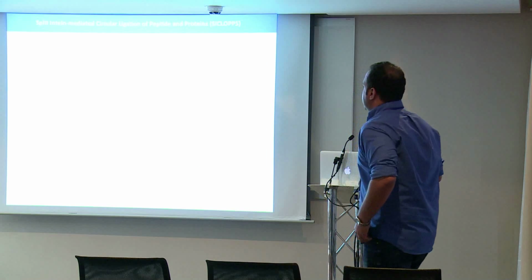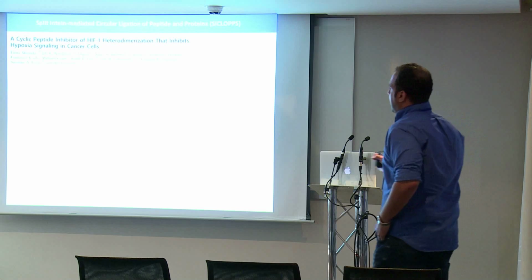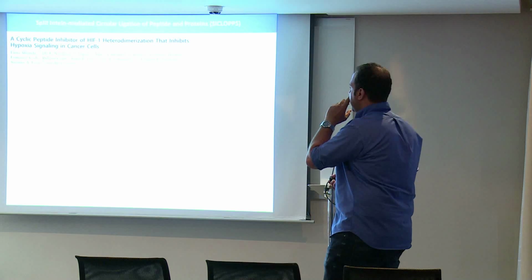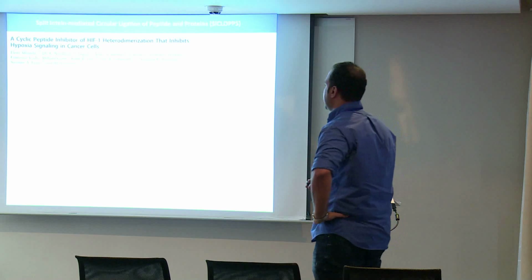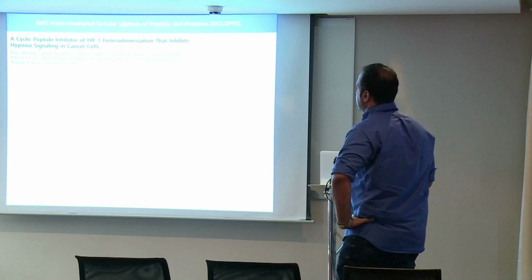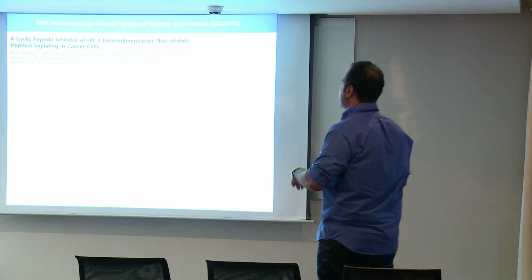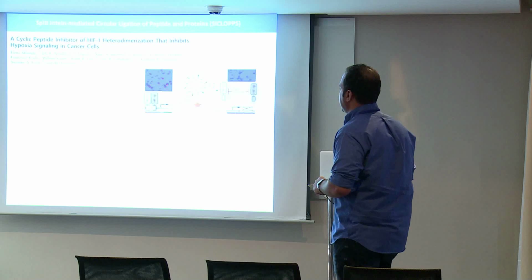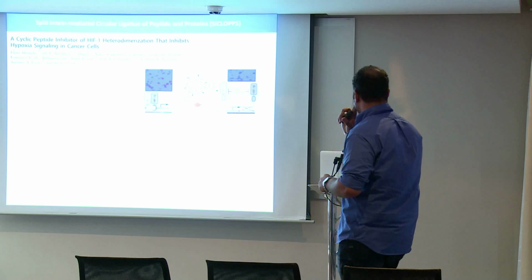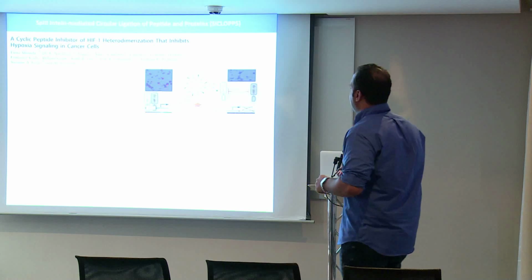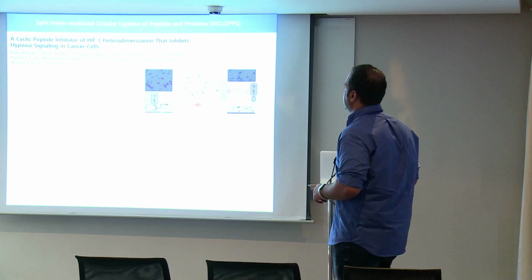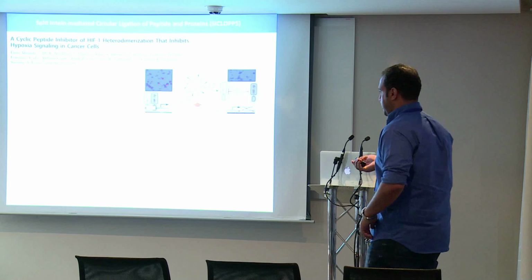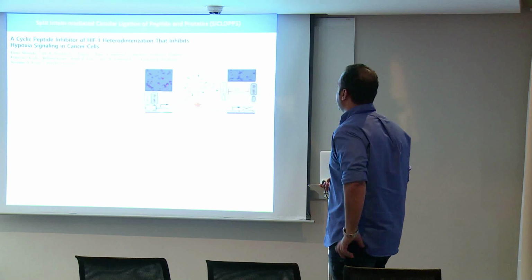But we are interested in a technique that started to come out back in 2000, and it involved Ali when he was doing his postdoc in the States. It's called split intein mediated circular ligation of peptides and proteins. And one of the biggest things that came from Ali's lab later, when he became a group leader, was finding a cyclic peptide that inhibits HIF heterodimerization. It's quite a nice paper, and it showed successful inhibition of the heterodimer.